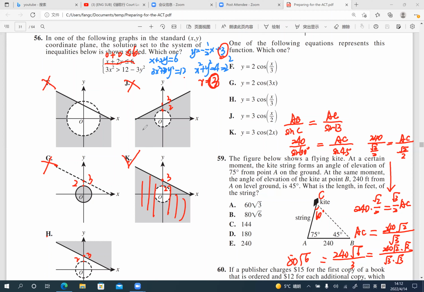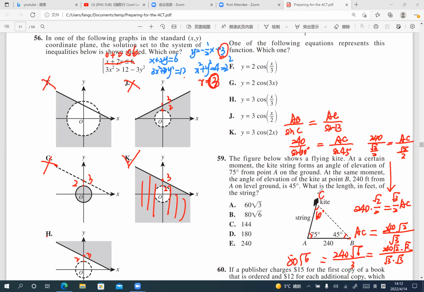Next question, 59. The figure below shows a flying kite. At a certain moment, the kite string forms an angle of elevation of 75 degrees from point A on the ground. At the same moment, the angle of elevation of that kite at point B, 240 feet from A on level ground, is 45 degrees. What is the length in feet of the string?